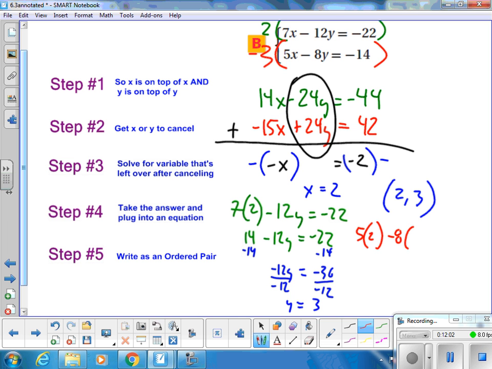Minus 8 times 3 should give me negative 14. So it's 10. Right, yeah. 24 equals negative 14. That is true. It is my coordinate.